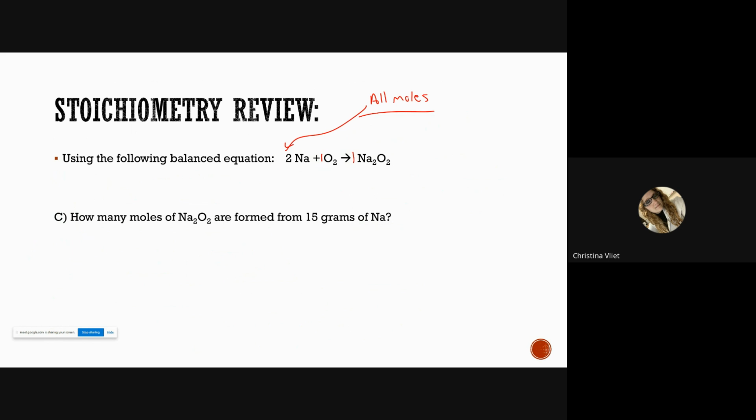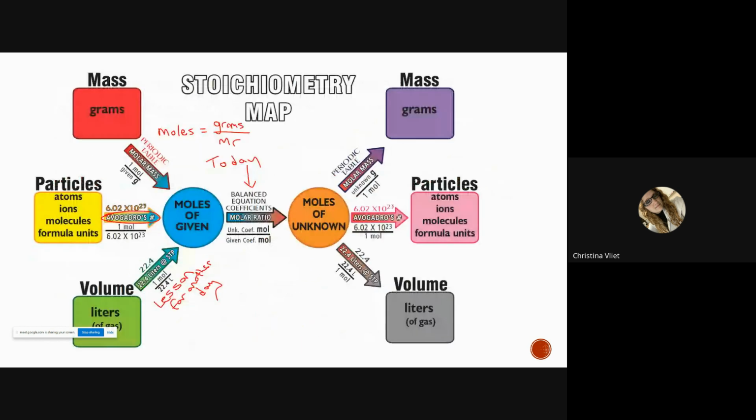So if I've got grams of Na, and I want to switch it to moles of Na2O2, that means if we look at the map, we're actually right here. Do you agree? We'd have to go grams to moles, and then moles to moles, which means we're doing 2 steps. The first step, you can use your formula to go from grams to moles. The second step would then be to use the balanced chemical equation coefficients. So let's take a look.